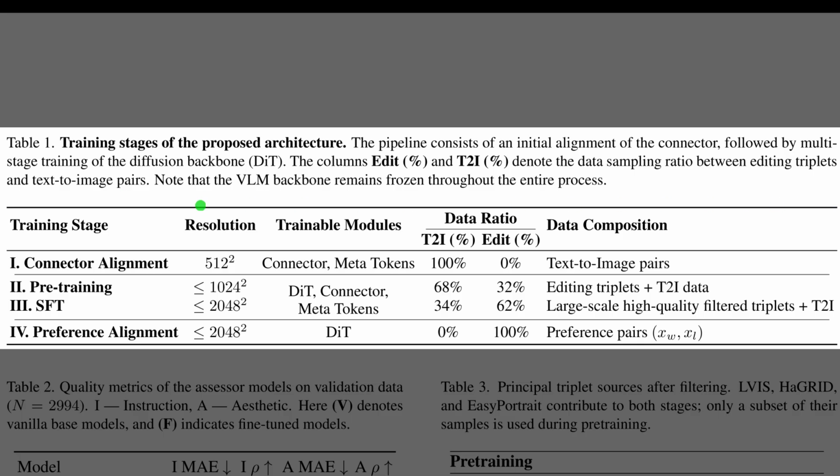In Stage 1, connector alignment, the system trains only the connector and meta tokens at 512 resolution, using purely text-to-image pairs, essentially teaching the components to talk to each other. Then, Stages 2 and 3 introduce the diffusion transformer into the training loop and ramp up the resolution to 1024 and then 2048 pixels. Notice how the data mix shifts here. Pre-training leans on text-to-image data to establish stability, while supervised fine-tuning flips the ratio to prioritize editing triplets. Finally, Stage 4 polishes the model with preference alignment, updating the diffusion backbone using strictly preference pairs.